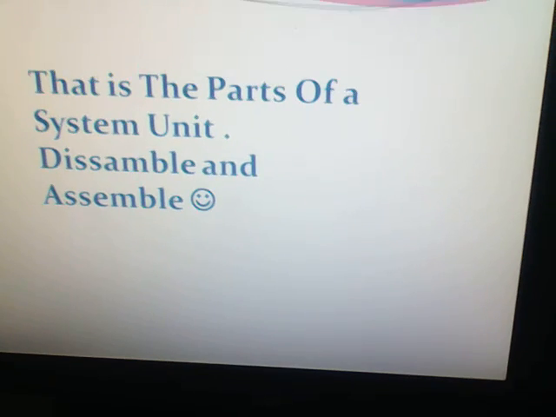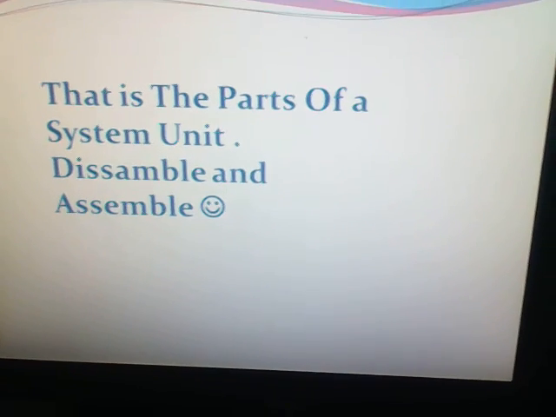That is the parts of a system unit, disassemble and assemble.